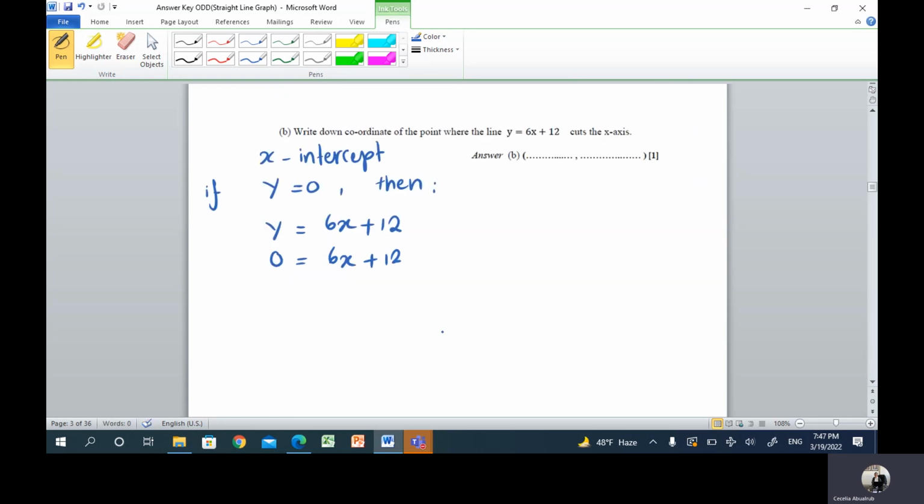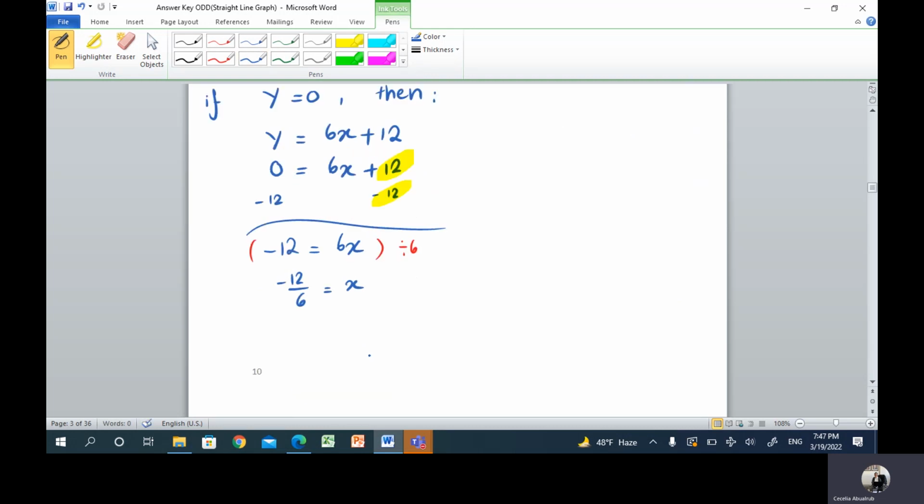Solve for x. So you're going to say minus 12, minus 12. 0 minus 12 is minus 12, equals 6x, because the 12 and -12 are going to cancel each other. And then you're going to divide each side by 6. So -12 over 6 is equal to x. So x is equal to -2.